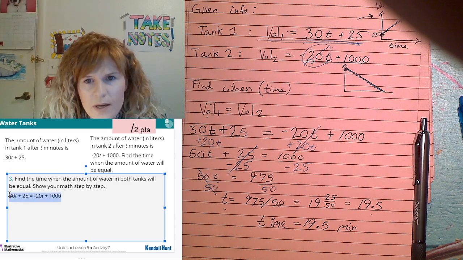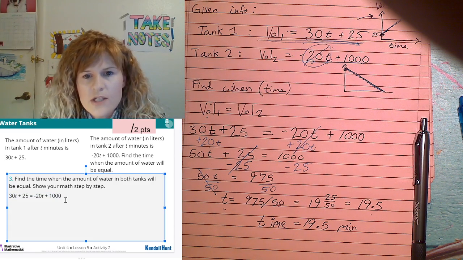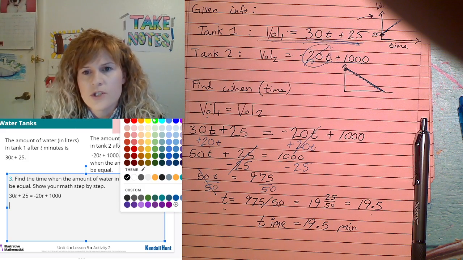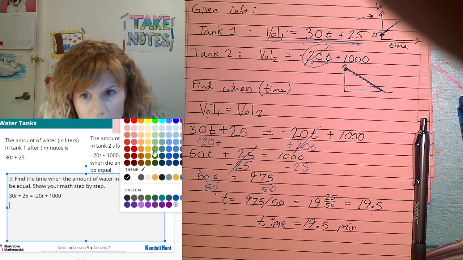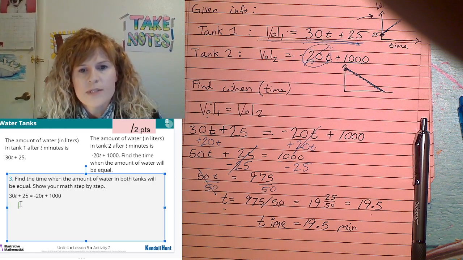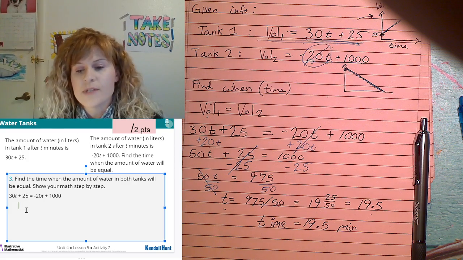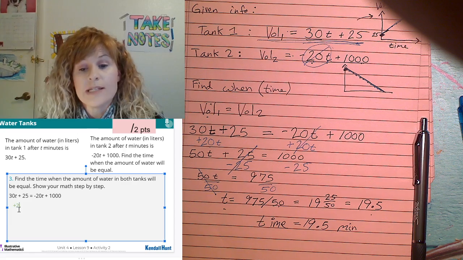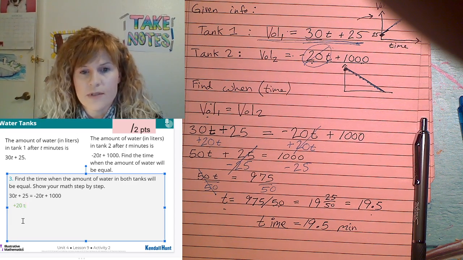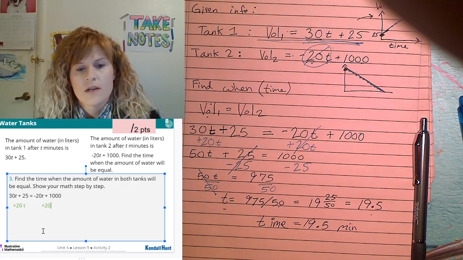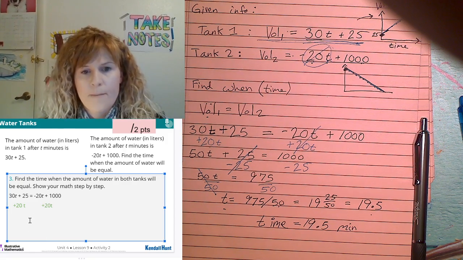Hey, I thought I was writing in green. It didn't change to green at all. Oh well, I'll use green now to show the steps. Maybe that is green and I just can't tell. Anyway, the first thing I did was I added 20t to both sides. You might have used a different step first, but this is what I did first.